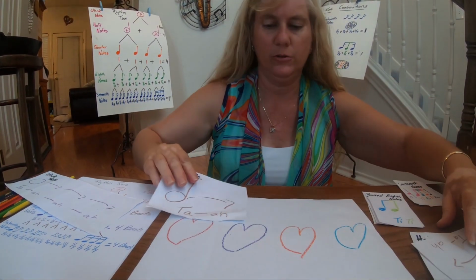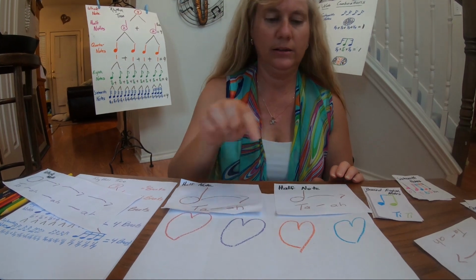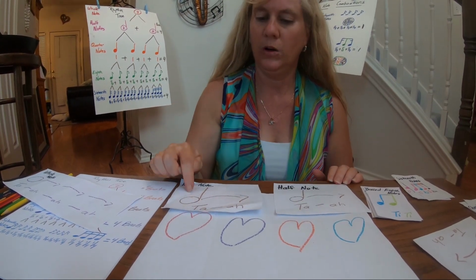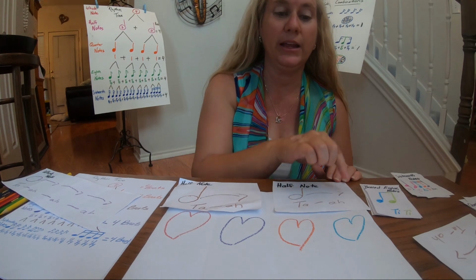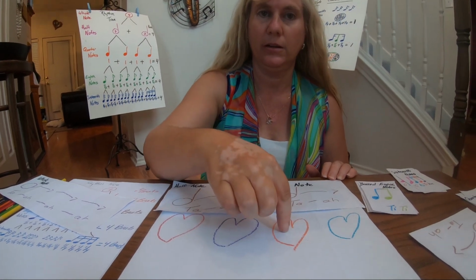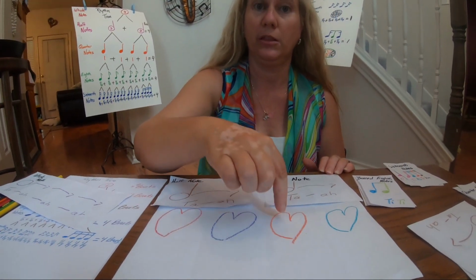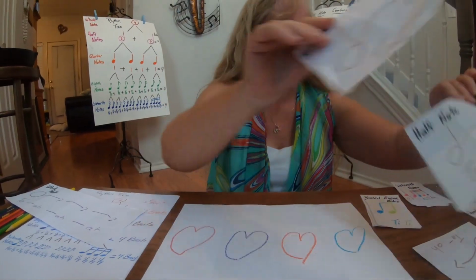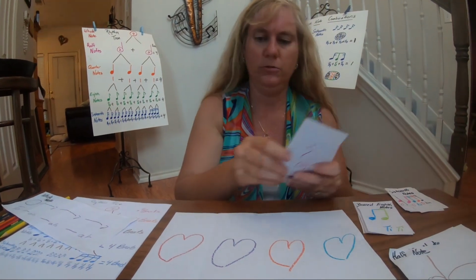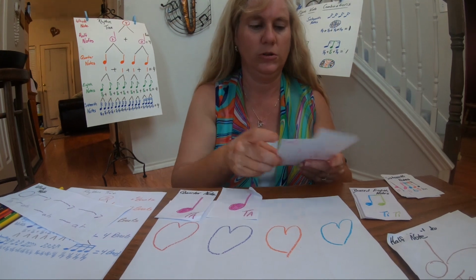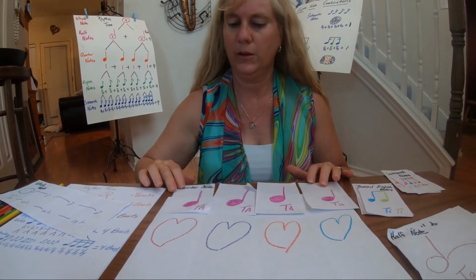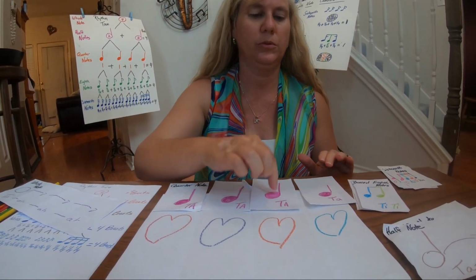Remember, our half notes went like this. Ta, ta, 1, 3. Notice I said 3 when I was on the third heartbeat. Okay? So I did our quarter notes. 1, 2, 3, 4. So it'd be 1, 2, 3, 4.